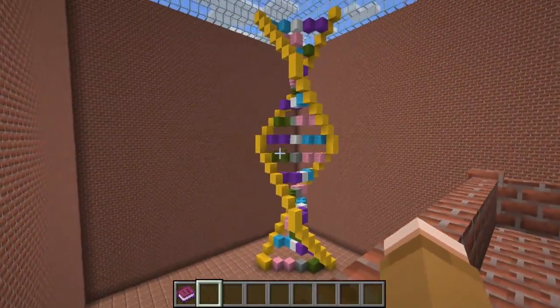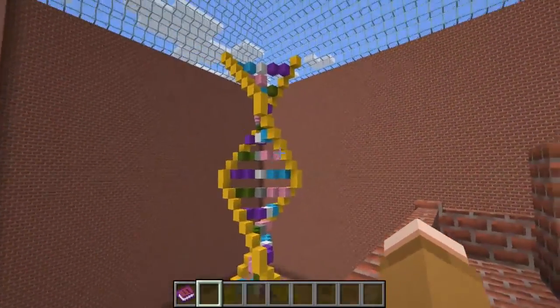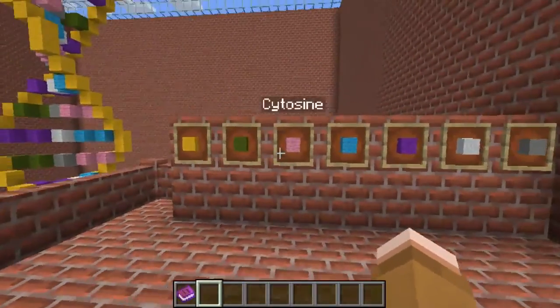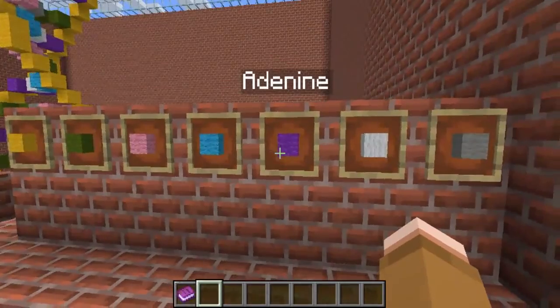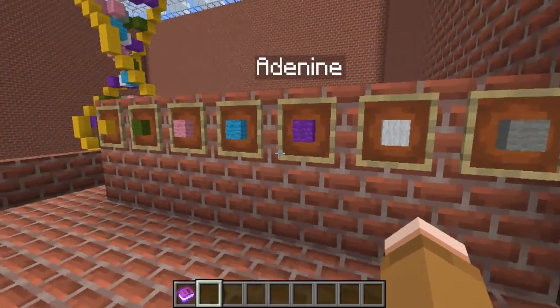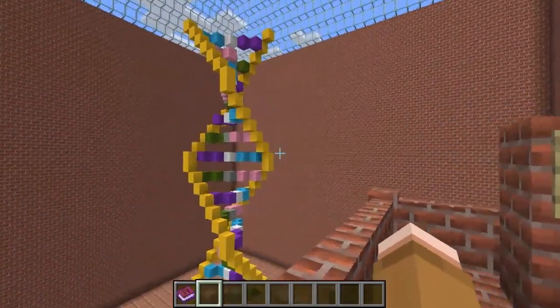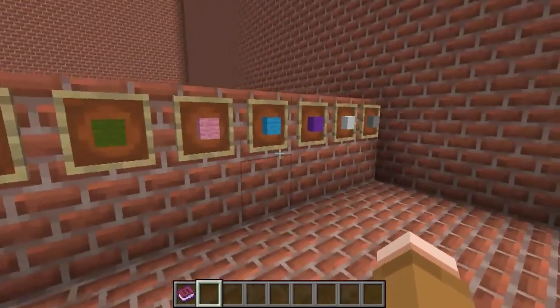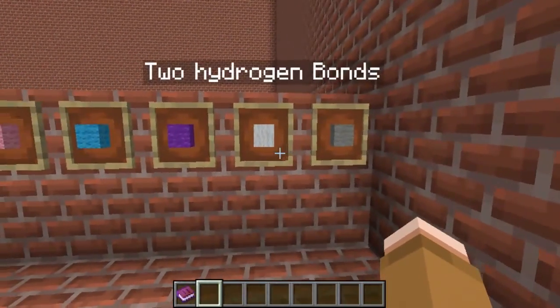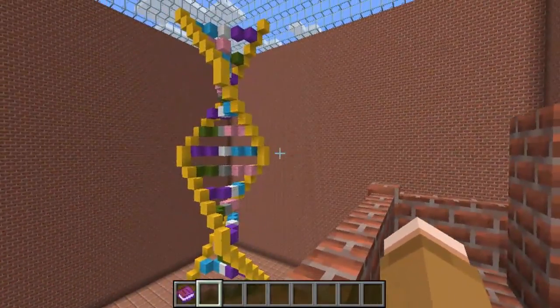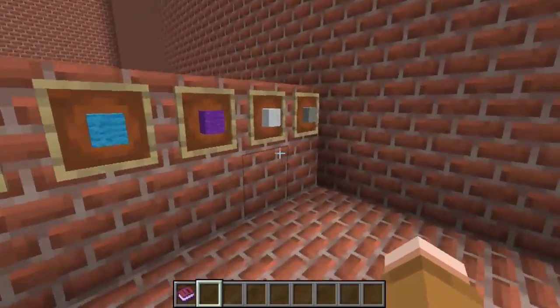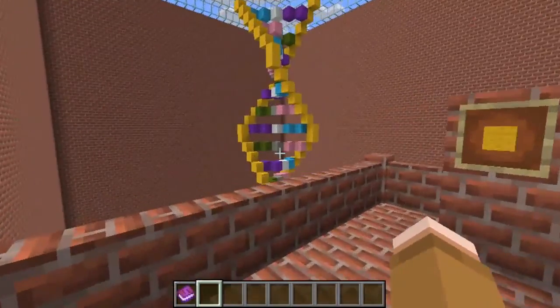In this model, we see that the phosphate backbone is represented in yellow, guanine in green, cytosine in pink, thymine in blue, and adenine in purple. It also shows that the nitrogenous bases are connected by hydrogen bonds. Thymine is bonded with adenine with 2 hydrogen bonds represented in white, and guanine is bonded with cytosine by 3 hydrogen bonds represented in gray.